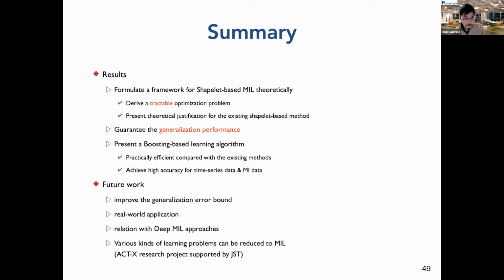And the future work is to improve the generalization error bound, real-world application, or considering the relation with deep MIL approaches. And actually, I'm highly curious about the reduction to multi-instance learning problem. In this talk, shapelet learning task can be reduced to multi-instance learning problem. And I think that various kinds of learning problems can be reduced to multi-instance learning problem. And this is the ACT-X research project supported by JST. Okay, that's it. Thank you for listening.